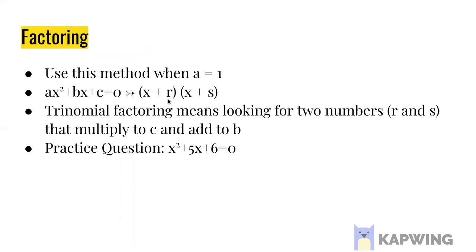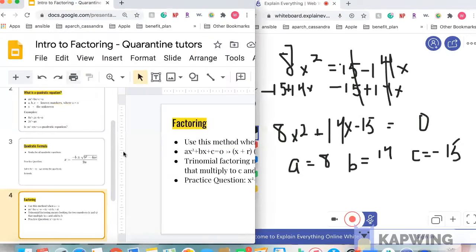Well, r and s are two numbers that multiply to give you c and add to give you b. So again, you're looking for two numbers that will multiply to give you this term and then add to give you this term. And then you can factor this, and the factored form would be x plus r times x plus s. So this might be a little too abstract and a little confusing, so I'm going to walk through a practice question with you.